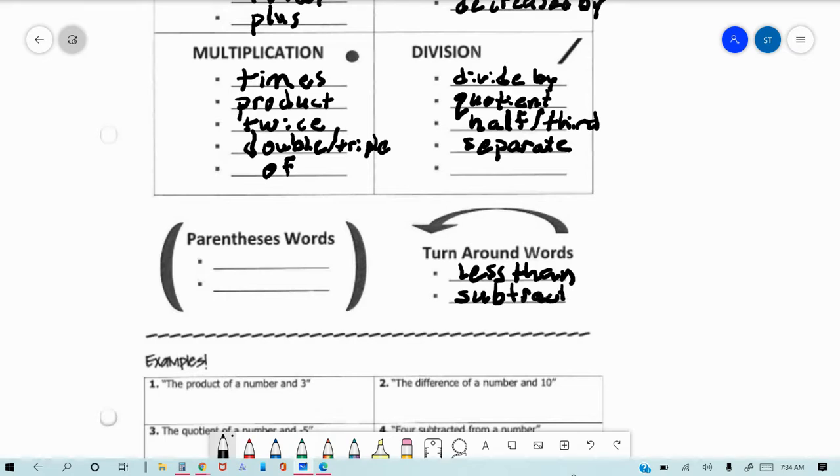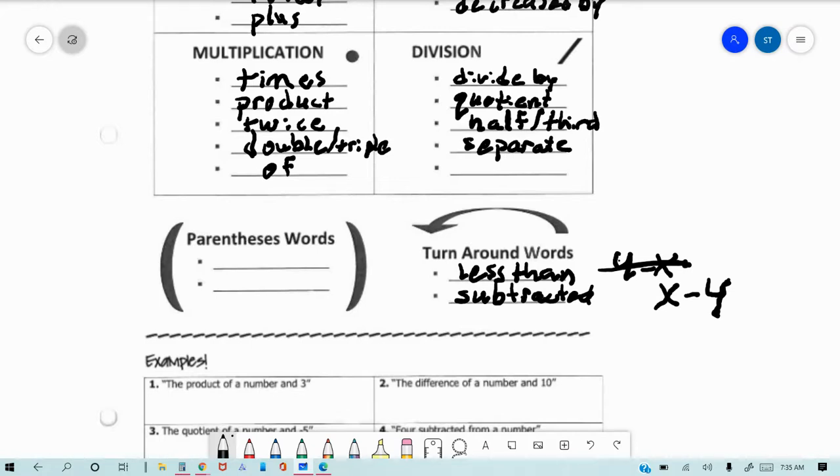So that means that the question is going to be moved in a different direction. So if it is 4 subtracted from a number, it would be x minus 4. It wouldn't be 4 minus x. Okay, you're going to turn that around. Okay, so does that make sense? So it wouldn't be 4 minus x. You wouldn't do it that way. You would do it x minus 4. So that's what they mean by a turnaround word.